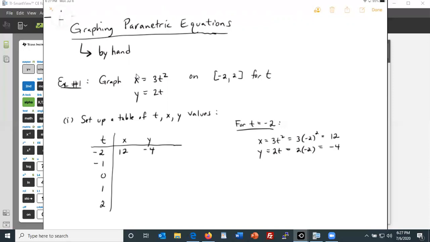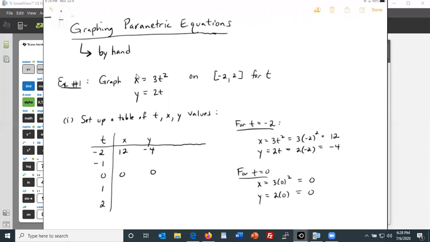In fact, I'm going to extend the table a little bit more. We're going to throw in one more column. Hopefully that makes sense. Let's just do one more. Why don't we do t equals 0? I'll just jump around a little bit. So x would equal 3 times 0 squared, which is 0, and y equals 2 times t, or 2 times 0, is also 0. So for my middle row, I'm going to put zeros there.